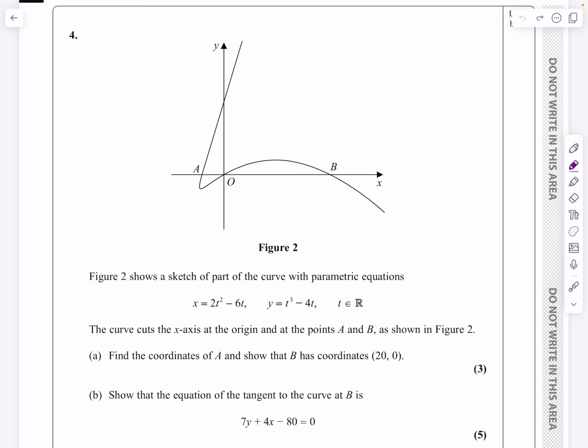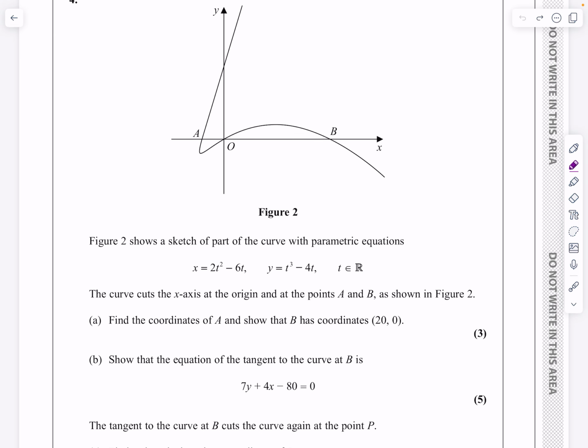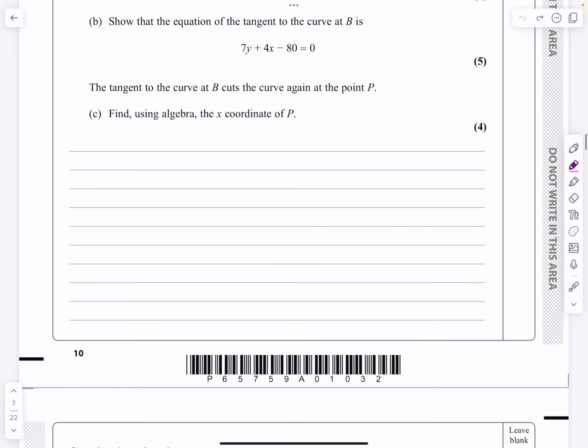So it says we've got this curve, x equals 2t squared minus 6t, y equals t cubed minus 4t, and the first thing they want us to do is to find the coordinates of A and B up here. So A and B are where, and in fact the origin there are 3 points where the curve hits the x-axis. So that's what I'm going to do for part A, and knowing that one of my answers will be 0, 0. Let's tell the examiner that I understand what I've got to do.